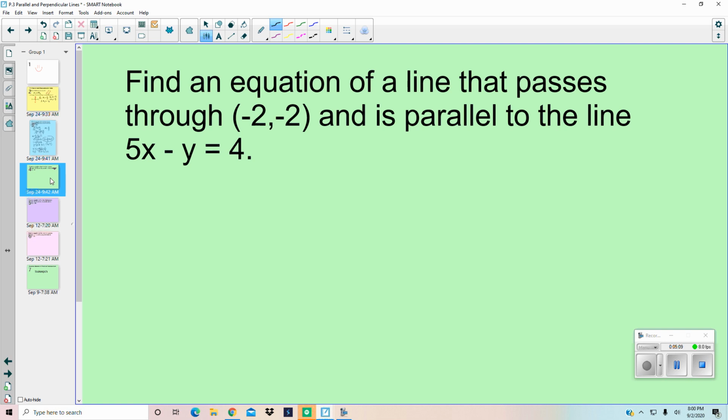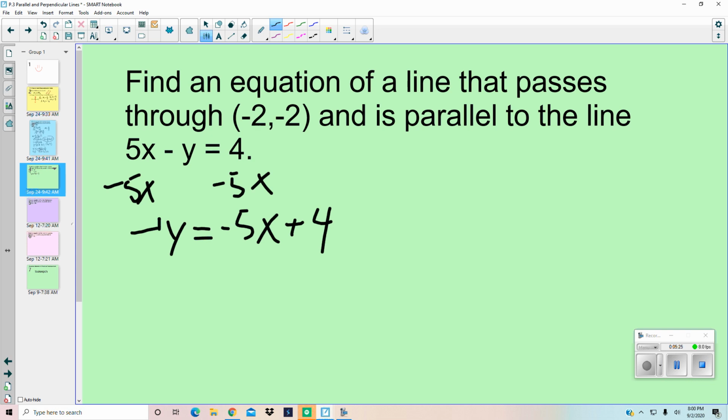Okay, let's do another example. I have an equation. I'm asked to find the line parallel through the point (-2, -2). So I'm first going to solve this equation. I'm going to subtract 5x. So I have -y equals -5x plus 4. Divide by -1.